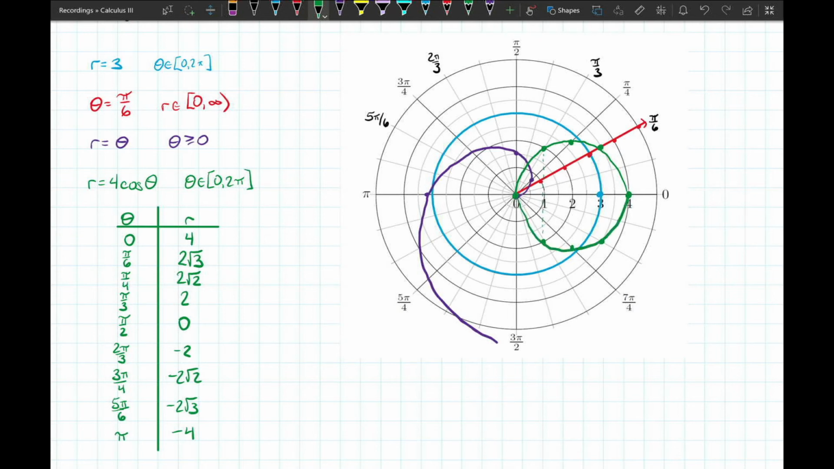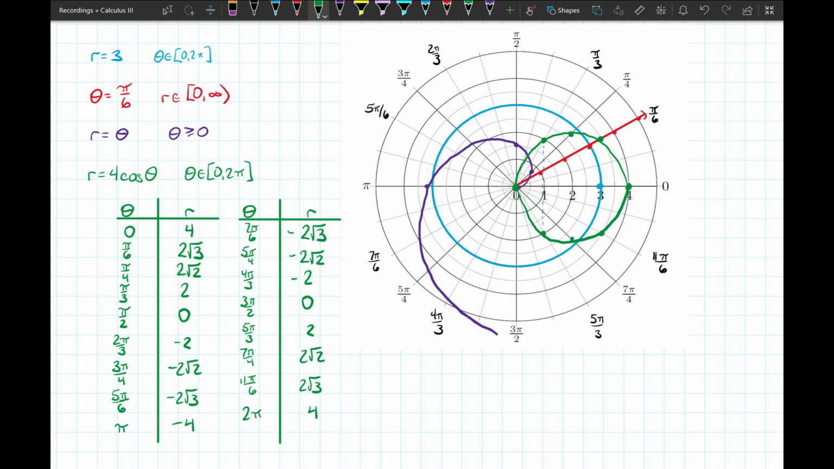And if you take a look carefully, what we've actually graphed here is a circle of radius 2 centered 2 units to the right of the origin. We haven't actually gone all the way from 0 to 2 pi though. What's going to happen if we continue this table of values?